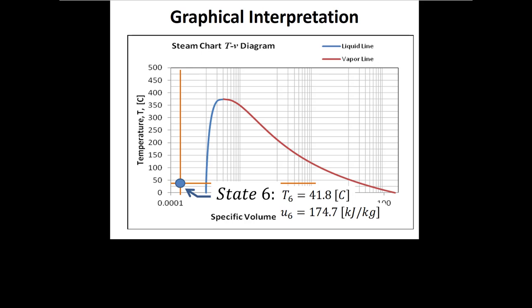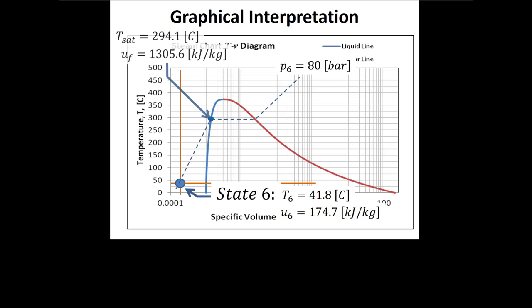If we have some subcooled liquid, let's call it state 6, which is the same point that we talked about in the last lecture. So what I could do in this case is look at the pressure that we were at for this case, which was 80 bar, find the saturated liquid specific internal energy, and then use constant specific heat to move down so that delta U is equal to CV times delta T, and I can get an estimate for U6.